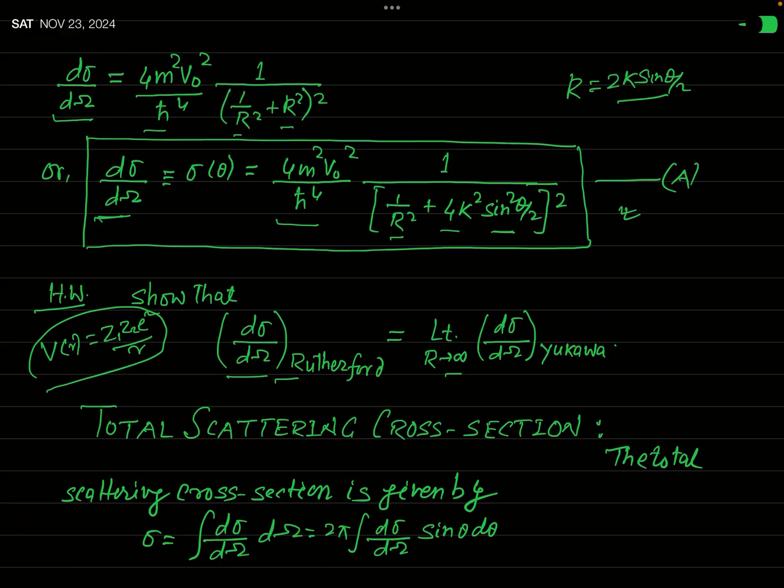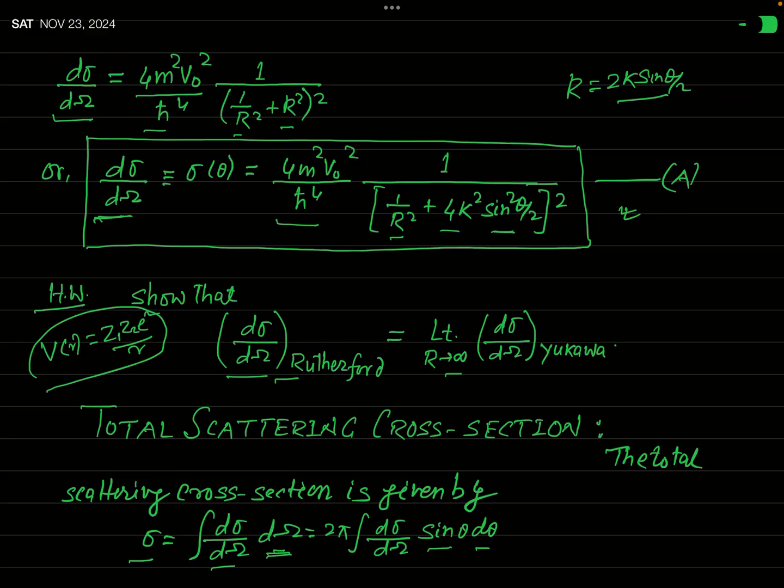Now, after getting the expression for the differential scattering cross section d sigma by d omega, we can easily find the total scattering cross section. The total scattering cross section sigma is given as the integral of d sigma by d omega times d omega. But d omega is equal to sine theta d theta d phi, and the integral of d phi is 2 pi. So d omega is equal to 2 pi times sine theta d theta.